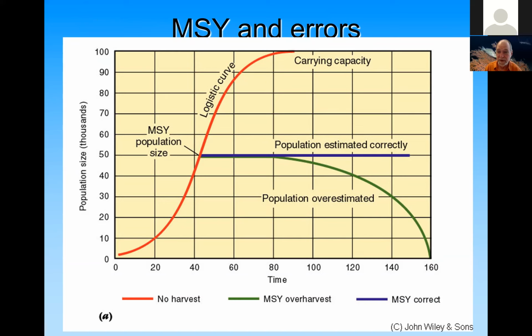This is what's happening with the bluefin tuna. It's already happened with Atlantic cod. It's happened on and off with the brown shrimp population of the Gulf of Mexico. So there are many cases in which this MSY and rational fisheries management has failed to produce a sustainable yield over time.